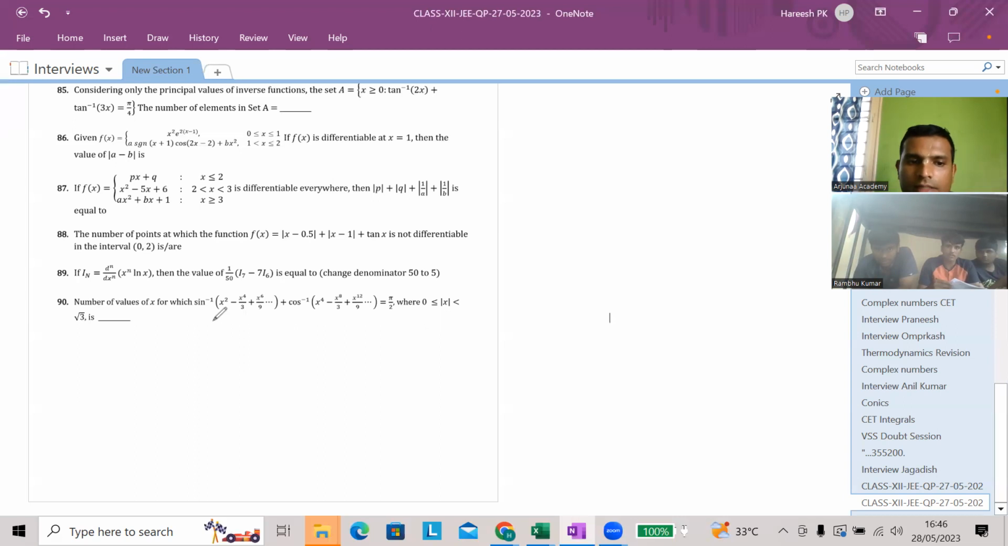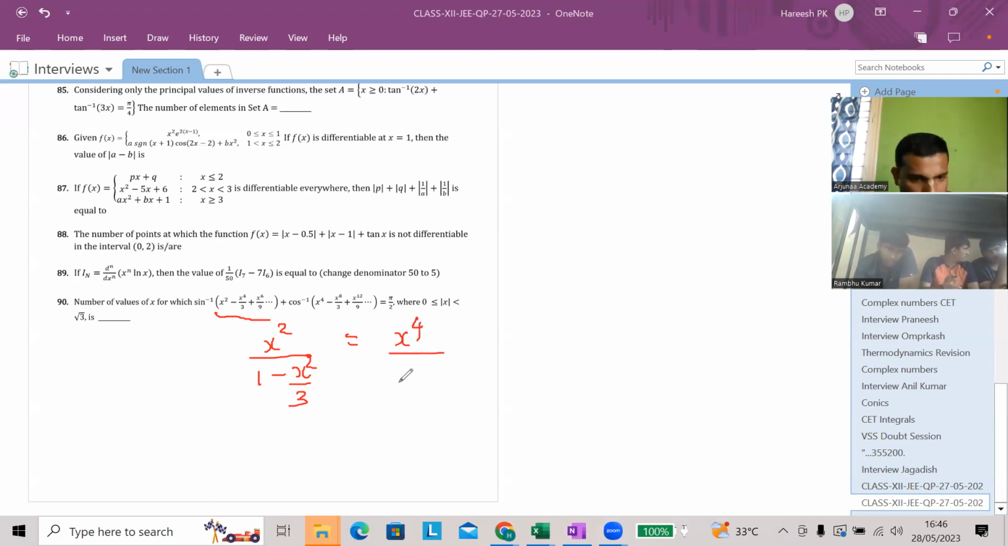Both are infinite GPs. What is the sum of this infinite GP? A divided by 1 minus r. 1 minus r. And what is the next infinite GP? Isn't it? Now both have to be equal. So now see which values of x will satisfy this.